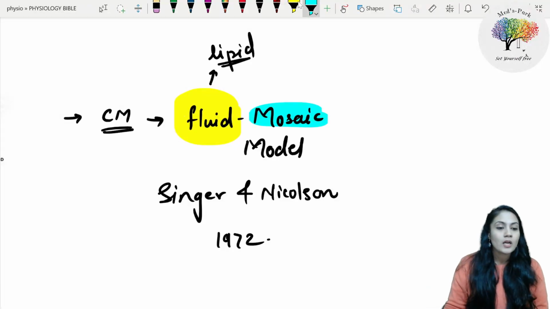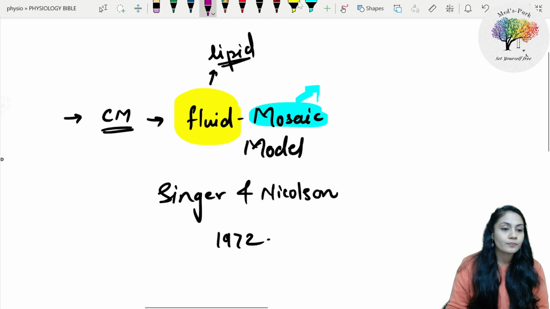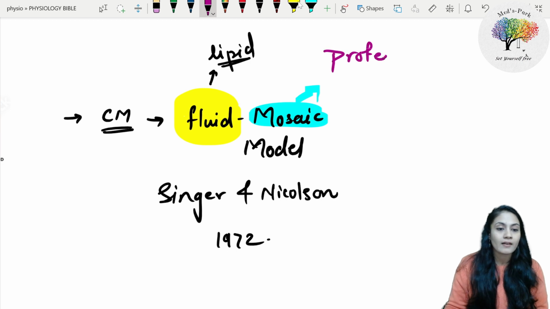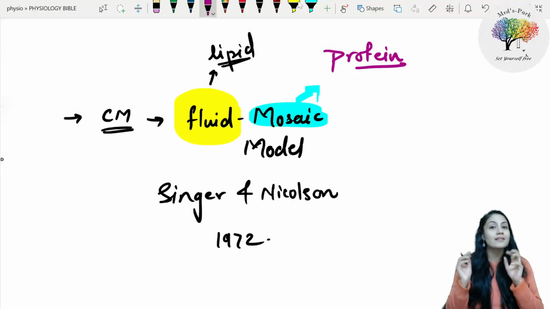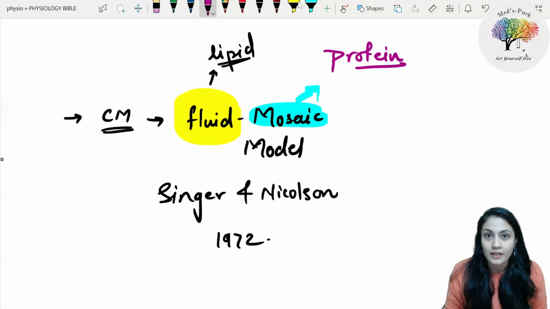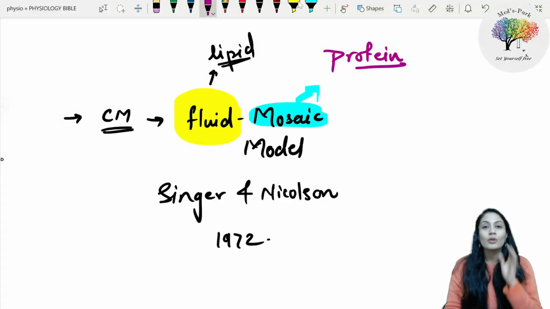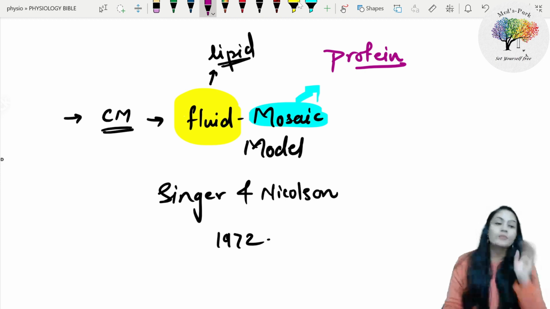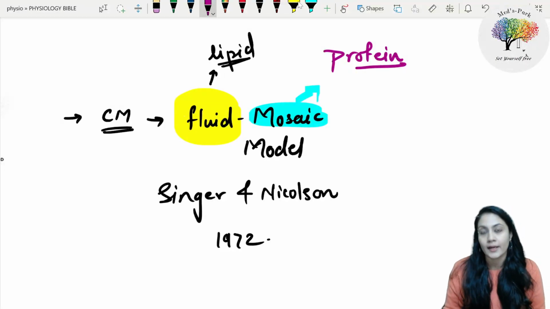Similarly, over here, the proteins in our cell membrane are randomly placed inside the cell membrane. There is no pattern, no regularity in their arrangement, understand that. These proteins represent the mosaic. So depending on their arrangement, this model was given by Singer and Nicolson.